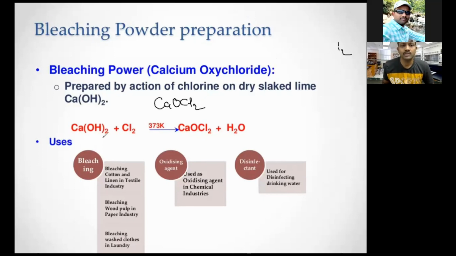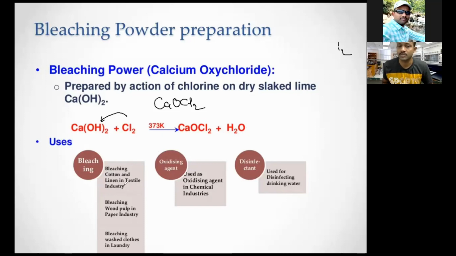Then how will you get this? Calcium hydroxide: when you pass chlorine gas to the calcium hydroxide solution, then we will get calcium oxychloride plus water. Then what are the uses of this bleaching powder? To bleach the cotton and linen in textile industries, to remove the colors.